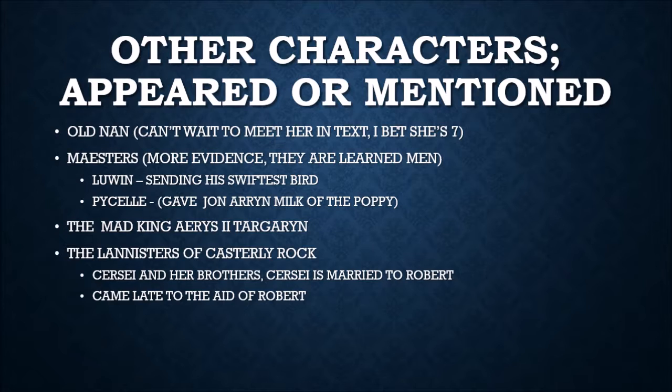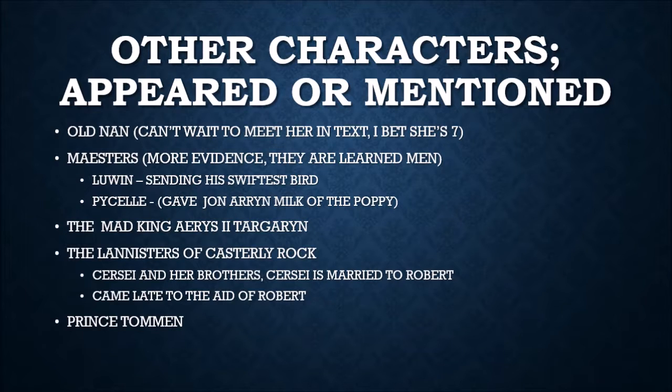Then we have the Lannisters of Casterly Rock. Now, Cersei is mentioned specifically, but her brothers are not. But we know that their names are Jaime and Tyrion. She is married to Robert, so she is currently the queen. And then we have that they came late to the aid of Robert Baratheon, and that is why Ned Stark does not like them.